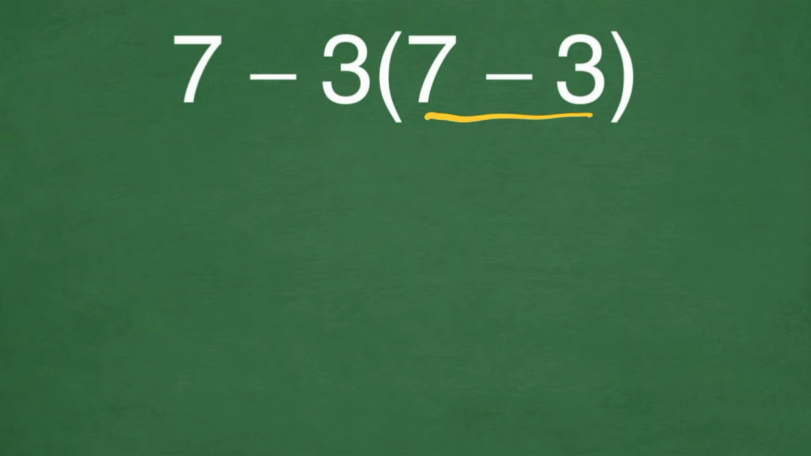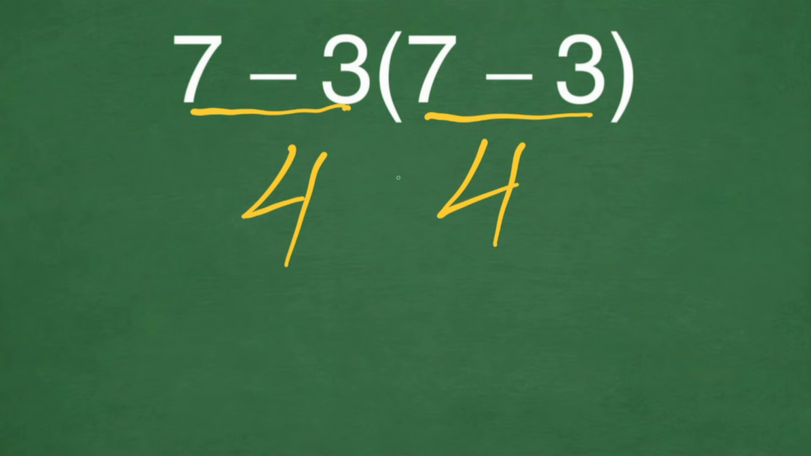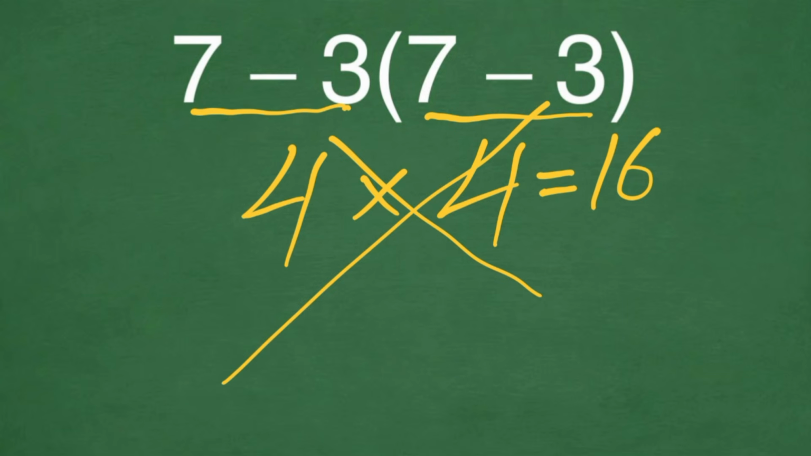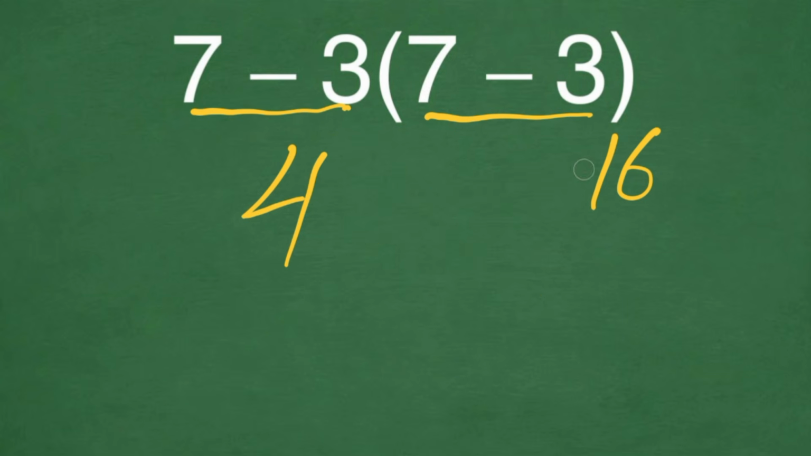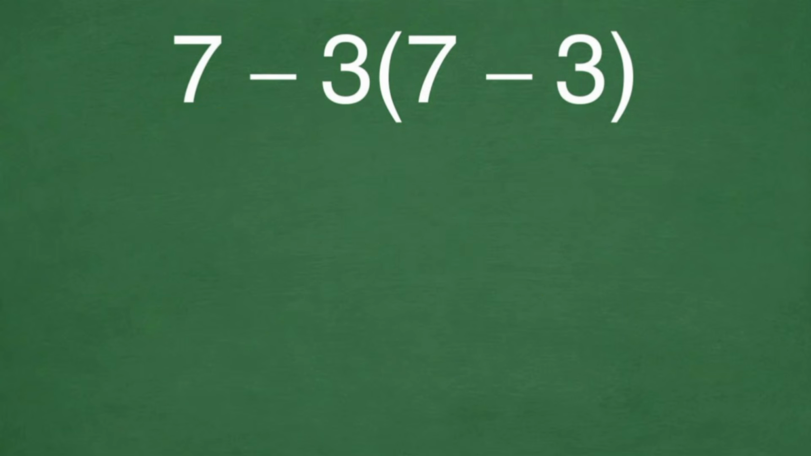7 minus 3 gives us 4. And again 7 minus 3 gives us 4. And 4 times 4 is equal to 16. But this answer is not correct, because according to the order of operation, PEMDAS, I'm going to write here.